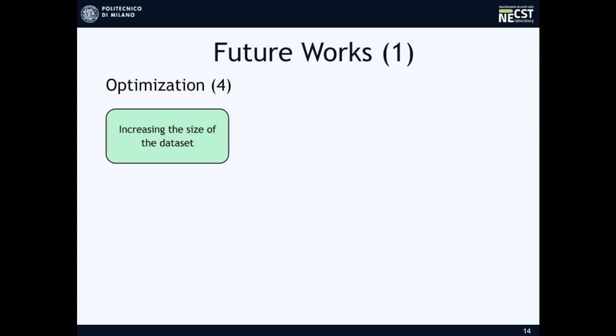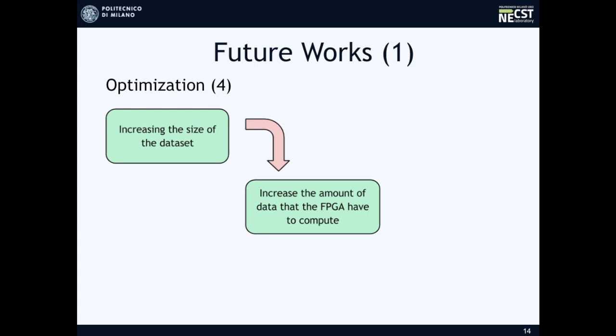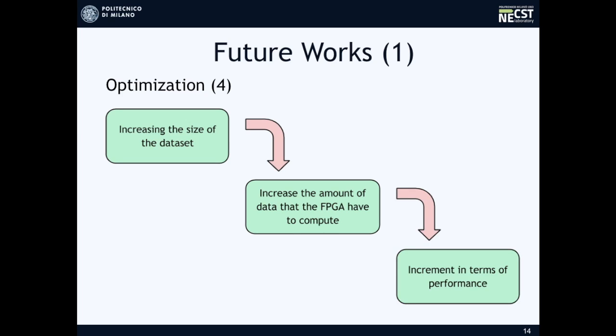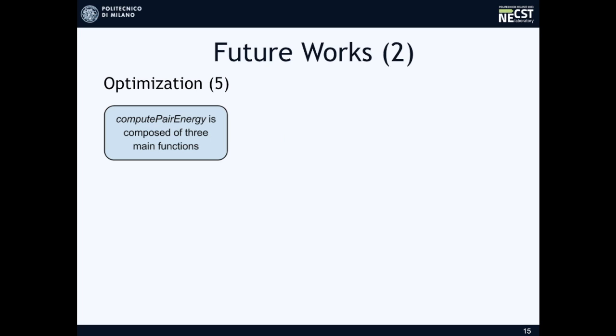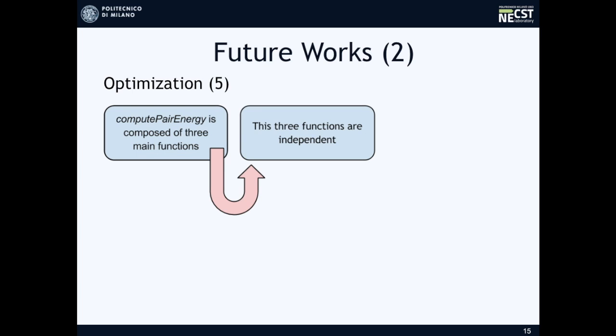Among the future works, we want to increase the amount of data that is sent into the FPGA. Increasing the amount of data sent to the FPGA would result in increasing the computation on the board, that will finally result in increasing the performance of the system. Secondly, the function we are accelerating is composed of three main functions, and these functions are independent one from each other. Hence, we could achieve a further speedup by executing all these functions in parallel.